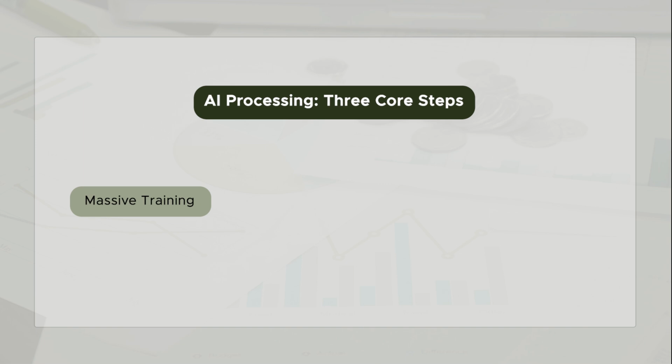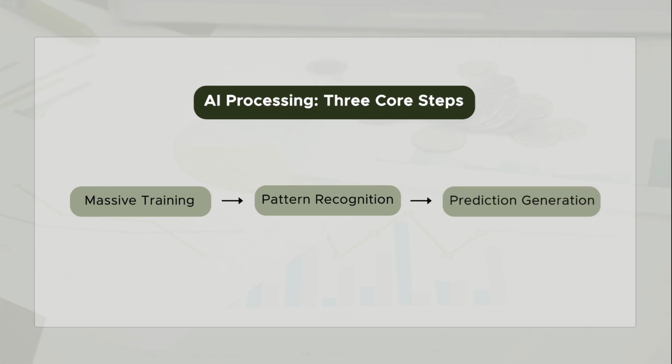Then there is pattern recognition. Neural networks identify complex relationships in the data that has been given to it for training. Okay, so you have massive training, you have pattern recognition. The third step is prediction generation. The system now predicts what should come next based on whatever pattern it has learned. So literally it is predicting the next word and generating the output for you.